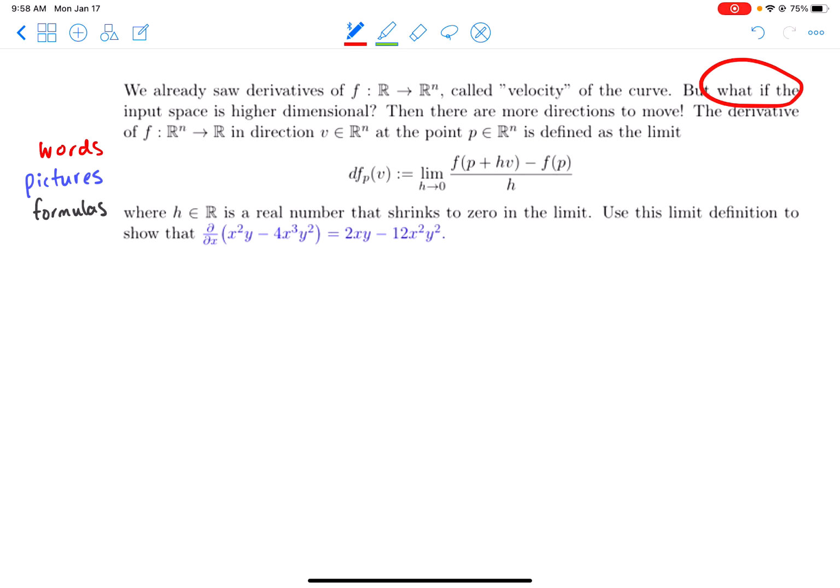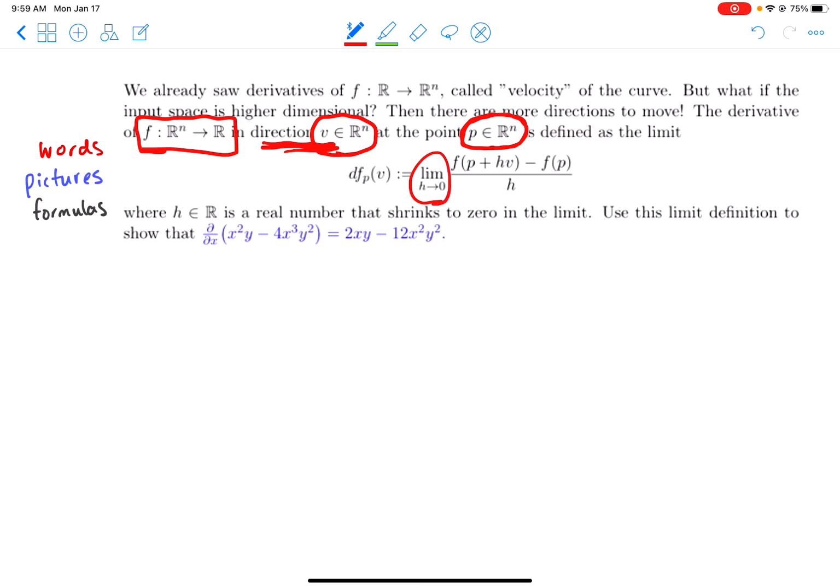What if the input space is higher dimensional? So before, the input space was just R1, but now, if it's higher dimensions, there are more directions to move, okay? So the derivative of a map like this with a higher dimensional input, and now we'll take the output to be one-dimensional, we'll get there eventually, where both are higher dimensional, but for now, well then we can move in different directions in the input space. And we'll always start at some point in the input space. Then what is the derivative?